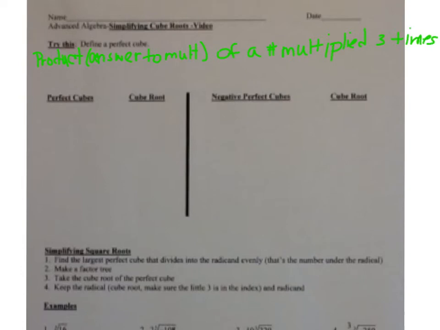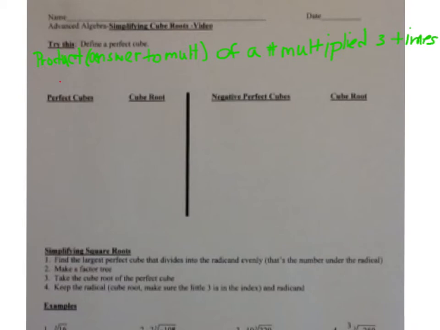All right, so we're going to make a list. We're going to start on the left here, and we're going to make a list of perfect cubes, and then there are negative perfect cubes. So over here, and we're just working with numbers today. So remember, it's the product of a number multiplied three times.